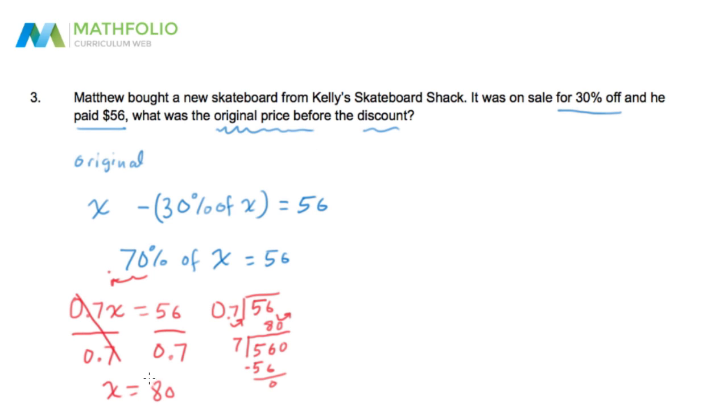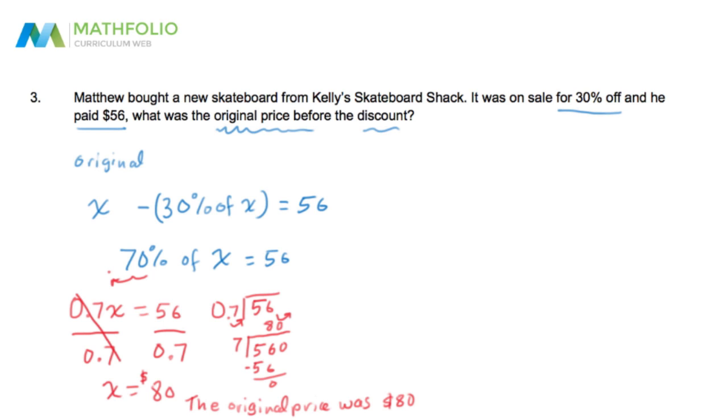But because the question says what was the original price, we're dealing with money. So we should say $80, and also we should write it out. We should say the original price was $80. And so this is one method that we just solved it in red.